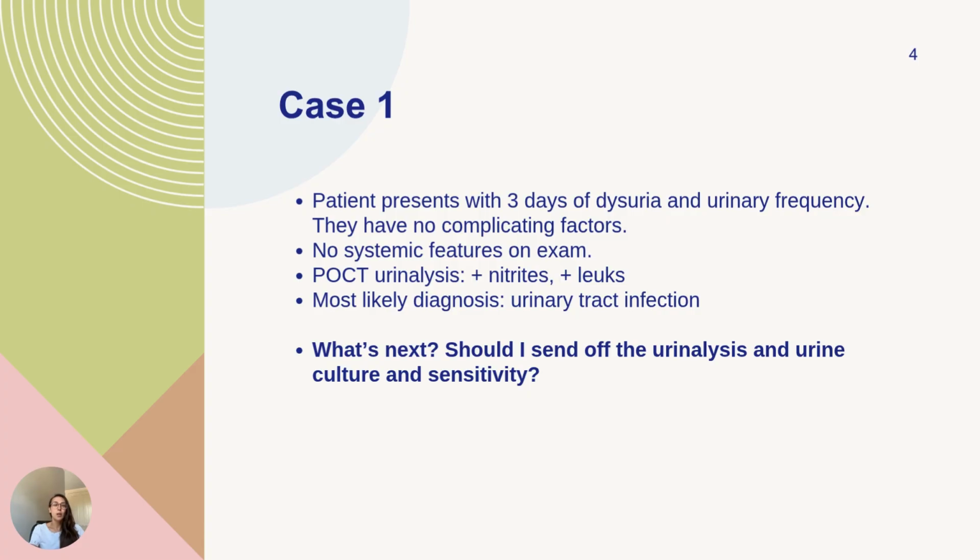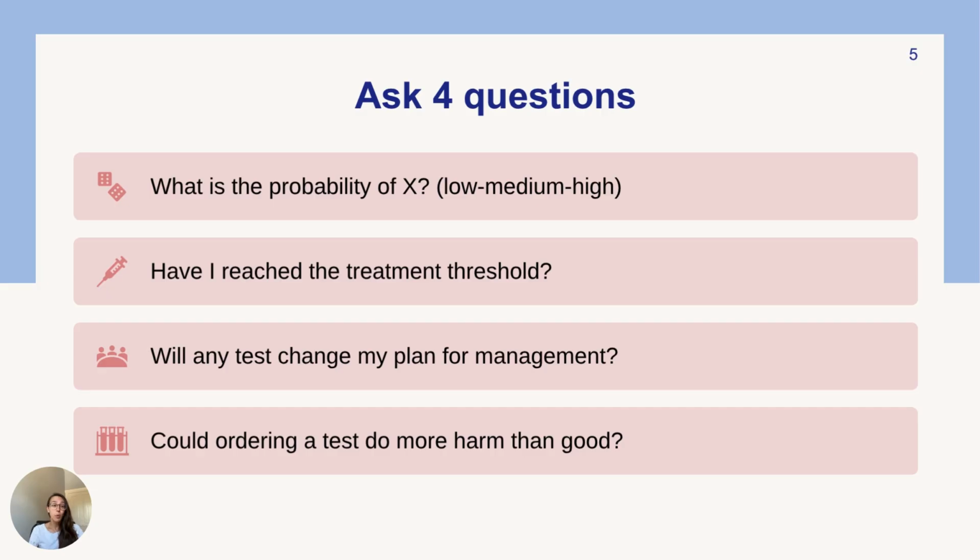You are asking yourself the following 4 questions before you do anything else in this case. So number 1, what's the probability of an uncomplicated urinary tract infection? With the data and the hypothesis that I've generated so far, my pretest probability for a UTI would be high at this point. So with a high pretest probability, you've essentially reached your treatment threshold. Right? That brings us to the next question: have I reached the treatment threshold? For this case, yes, I'm likely going to order antibiotics and do other things to manage their symptoms.